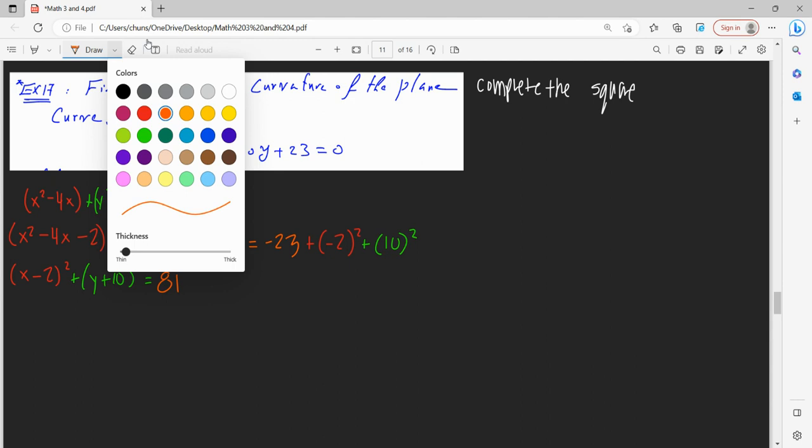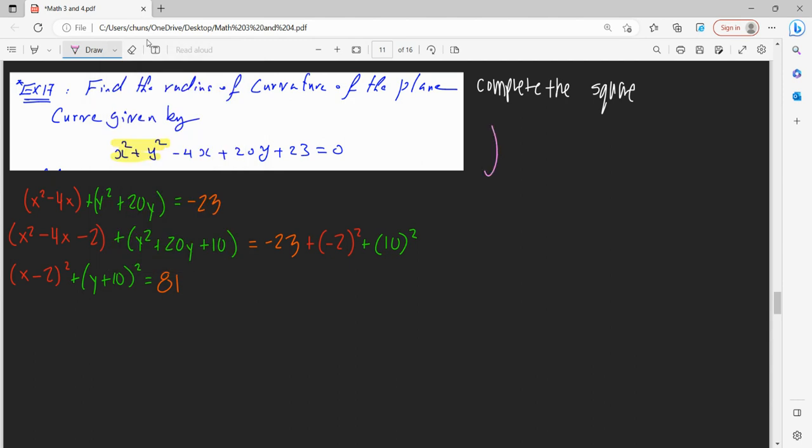And we said from our previous question that our radius of curvature is just equal to our a. So this value over here right now is a squared. So once we break that down, it's equal to a, which is equal to 9. So that's our answer for this question here.